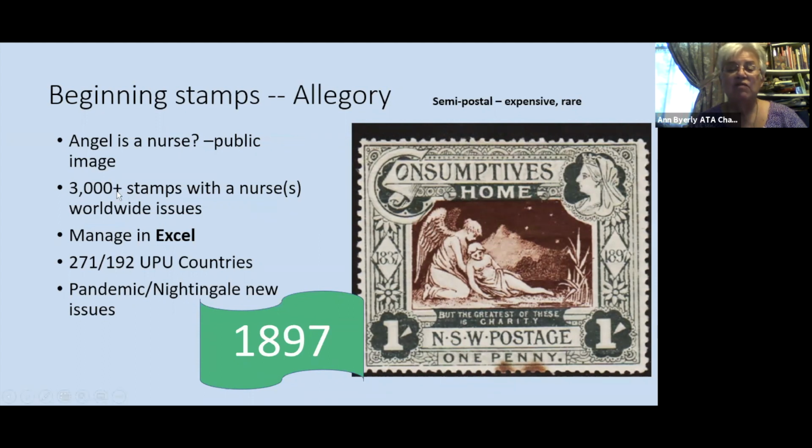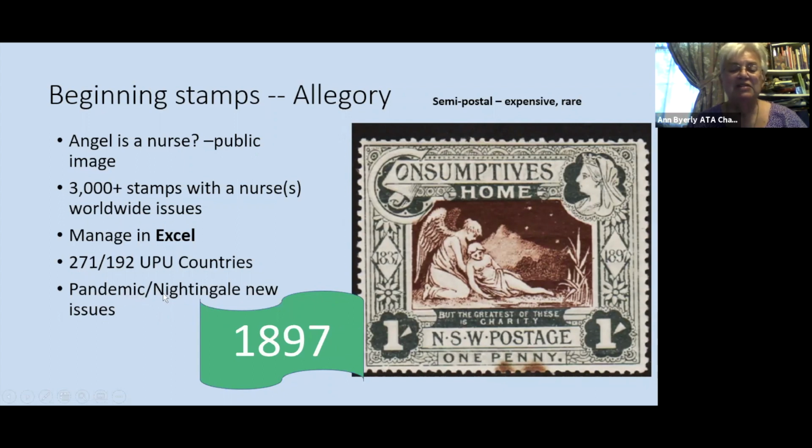In my collection, I have over 3,000 stamps with a nurse on worldwide issues. So I just want to let people know that there are quite a lot. I do manage it on Excel. I did a rough count, and these 3,000 stamps came from 271 countries. The UPU says they have 192 countries. So some of my countries no longer exist, but I still list them separately because that's the way I do it.